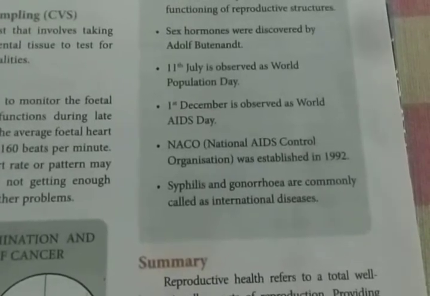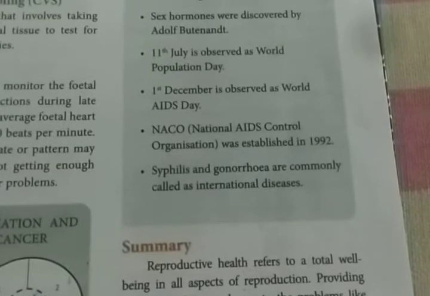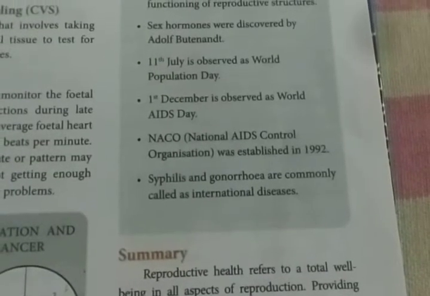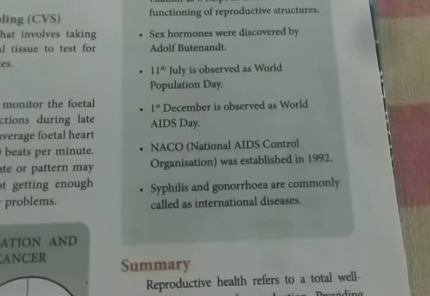Then 11th July is observed as World Population Day. 1st December is observed as World AIDS Day. Then NACO, the National AIDS Control Organization, was established in 1992.